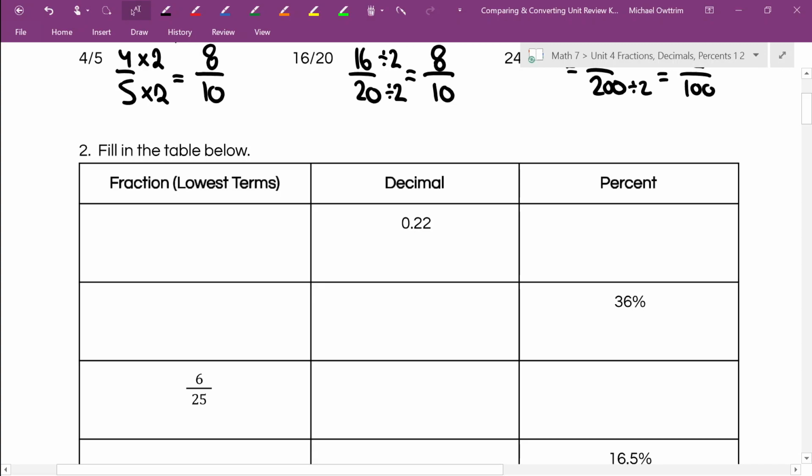Now, why would we ask you to do that? Well, we know that with a decimal, we're looking for fractions with 10, 100, or 1,000 on the bottom because they deal with our place value. And place values are always 10, 100, 1,000, multiples of 10.